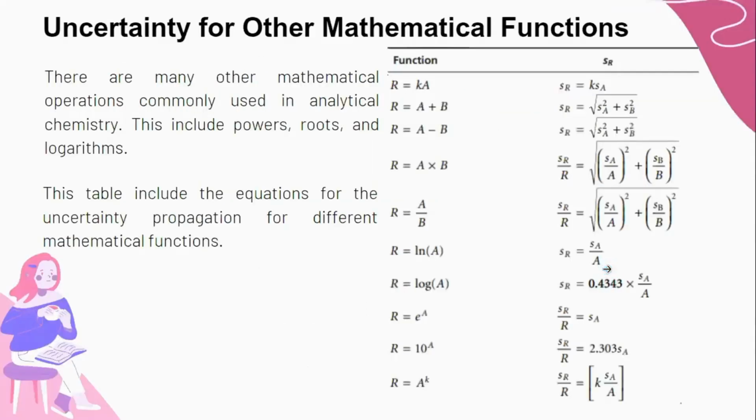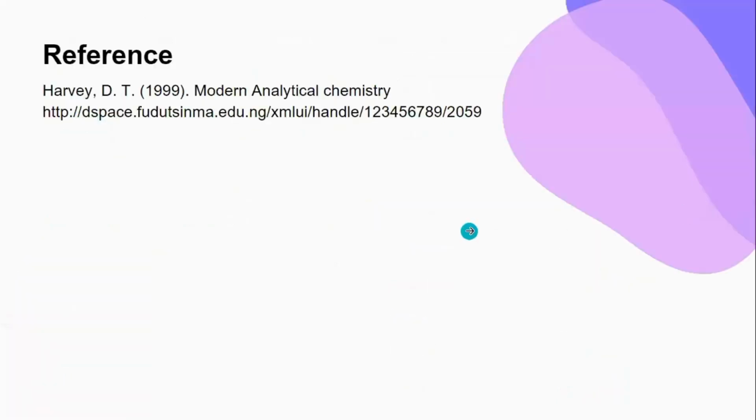Since there are many other mathematical operations used in analytical chemistry problems, shown in this table are the different equations of uncertainty propagation for the different corresponding mathematical functions. So this is the reference used for the preparation of this presentation. And that is all for this section.